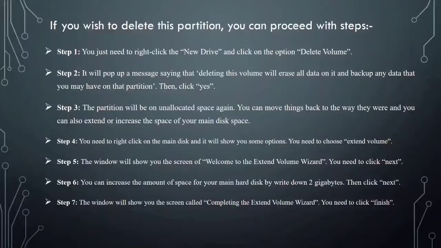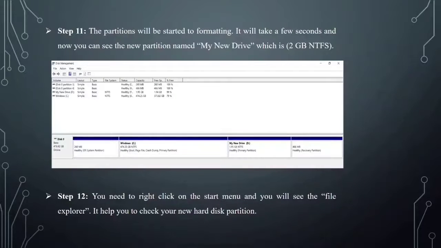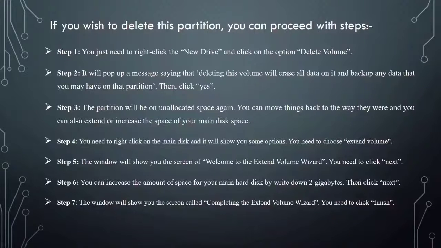If you wish to delete this partition, you can proceed with these steps, which is step 1. You just need to right click the new drive and click on the option Delete Volume. In here, you have to right click on Disk Management. Then you have to click on the option Delete Volume. It will pop up a message saying that deleting this volume will erase all the data on it, so back up any data that you may have on that partition. Then click Yes. The partition will be unallocated space again.